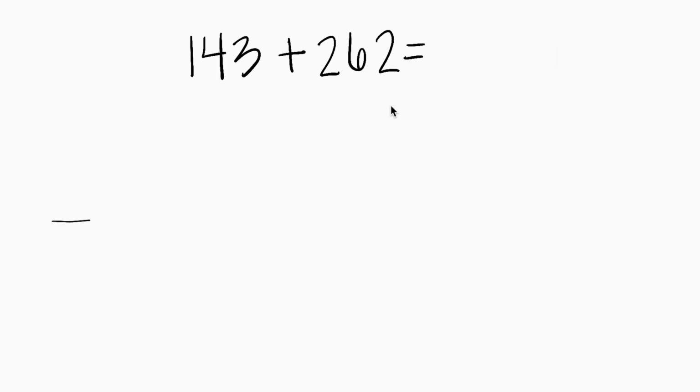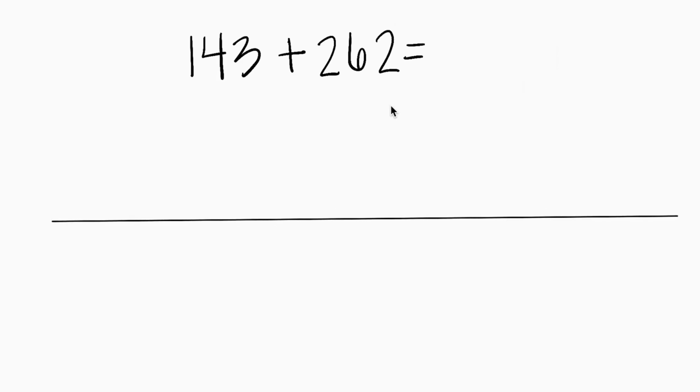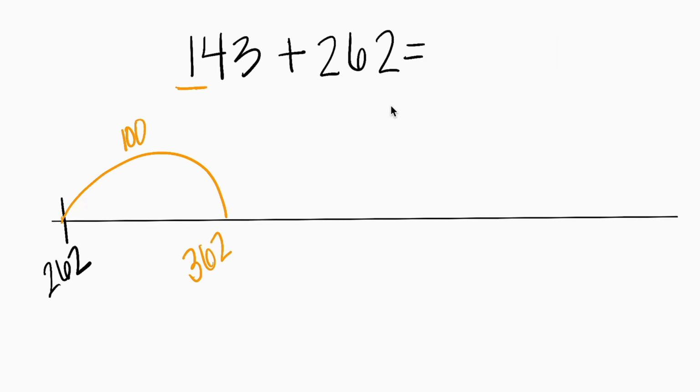So I'm going to first draw my open number line. And then I have to look at both of the numbers and decide which one is larger, because I always want to start with the larger one so I have less work to do on the number line. So I'm going to start with 262. So now I'm going to look at the other number, and I'm going to first start in the hundreds place. How many hundreds do I have? I have 1. So I'm going to jump 100 and get 362.